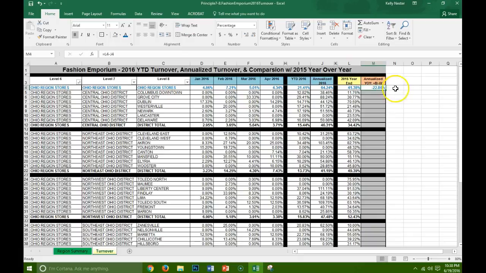Now we can see that the cell M4 at 22.86 is represented as a negative number. The comparison year over year accurately now shows that 2016's annualized turnover is worse than 2015's year-end turnover.